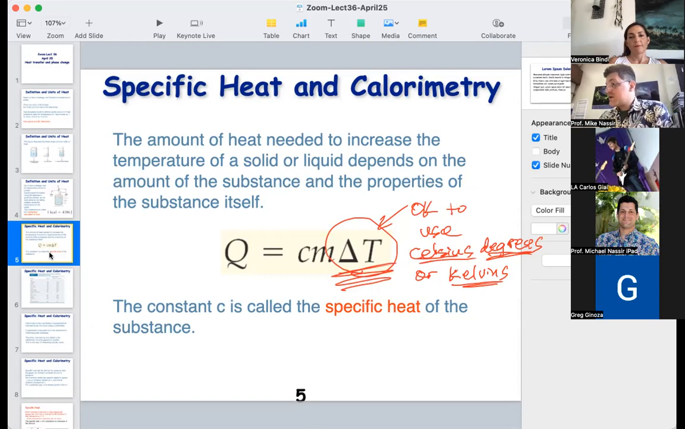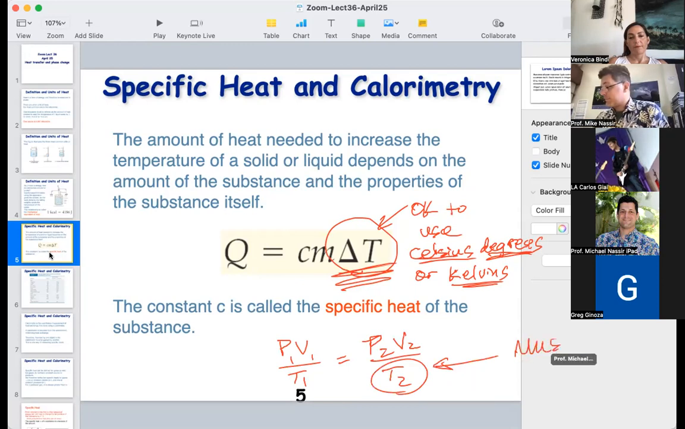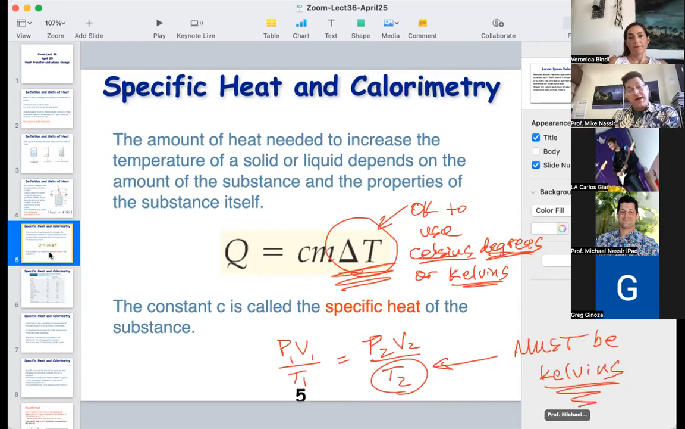However, whenever you see a formula that has just a pure T in it without the delta, an example is the ideal gas law, P1 V1 over T1 equals P2 V2 over T2, this must be Kelvins. In other words, you have to use a scale based on absolute zero. In summary, when you see a delta T, you can use either Celsius or Kelvins and it's the same answer. When you see just T by itself, an absolute temperature, it must be Kelvins. All right, thanks.